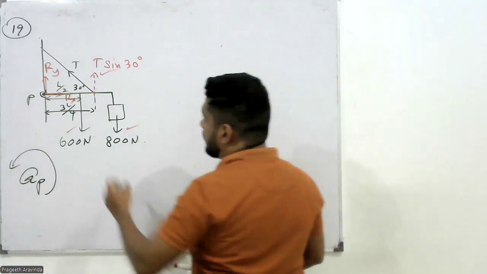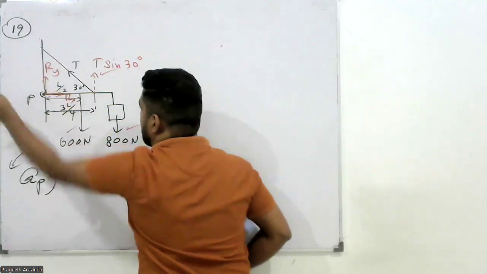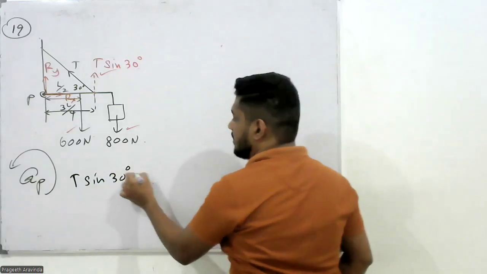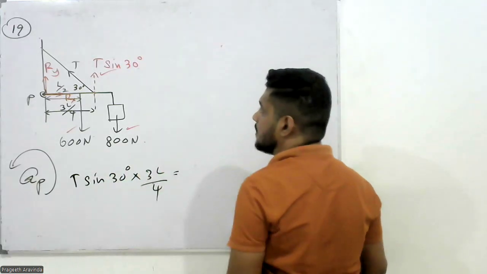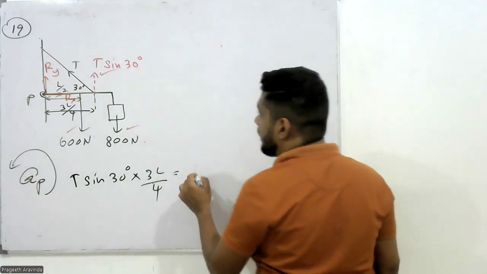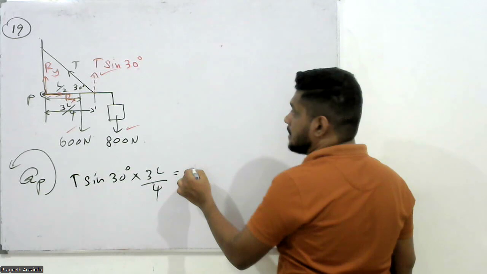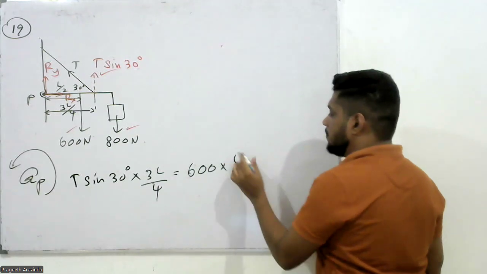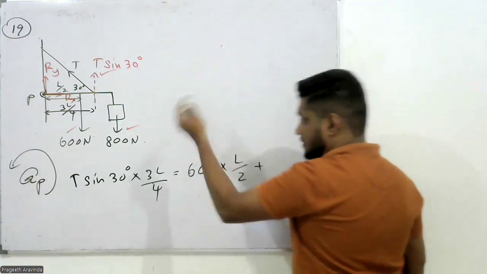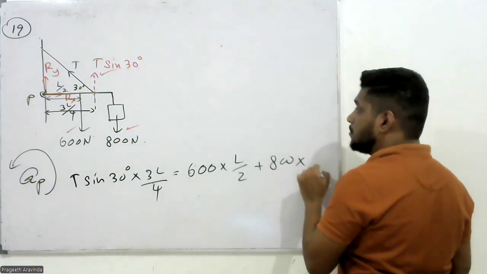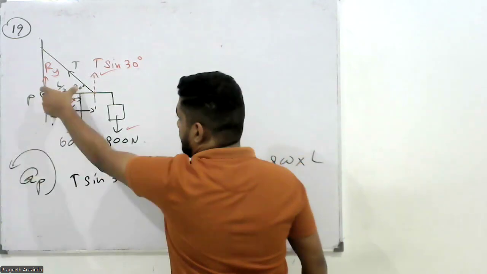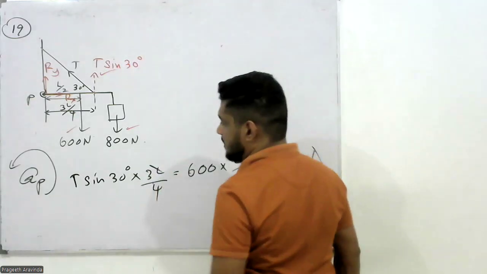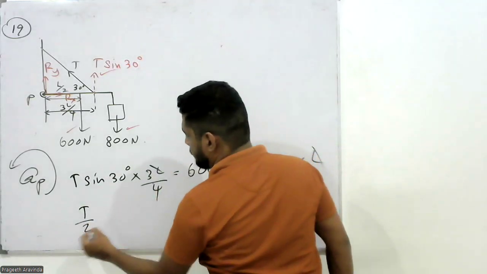How do we write it? T sin theta times 3L over 4. T sin 30 times 3L divided by 4. And then the moments of the weights: 600 into L divided by 2, plus 800 into L. Total length L. Whether half or 3/4, L, L, L, you can cancel them. Sin theta is half.